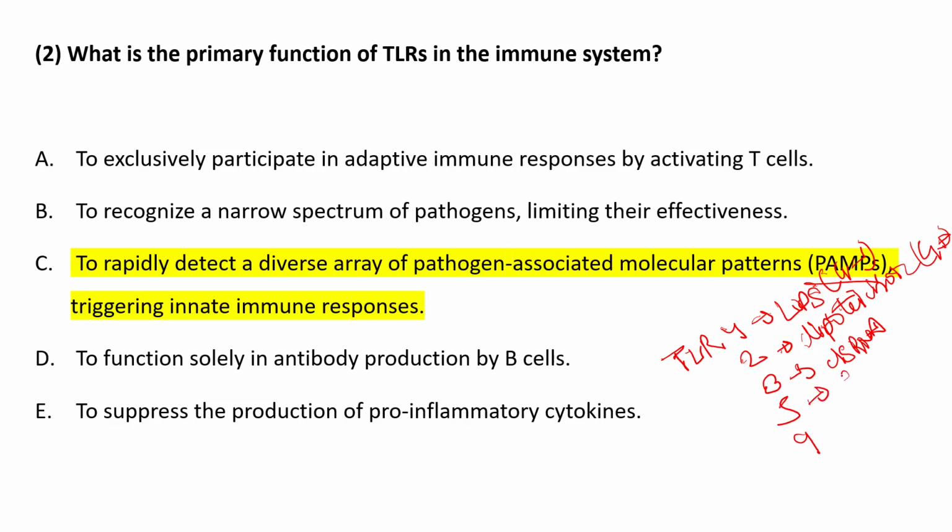TLR5 will detect the flagellin protein found on the bacterial flagella. TLR9 will recognize CpG DNA, that is the unmethylated form. In genomics, you will study about the CpG DNA, that is unmethylated CpG DNA. So there are different types of TLRs and their functions are different.